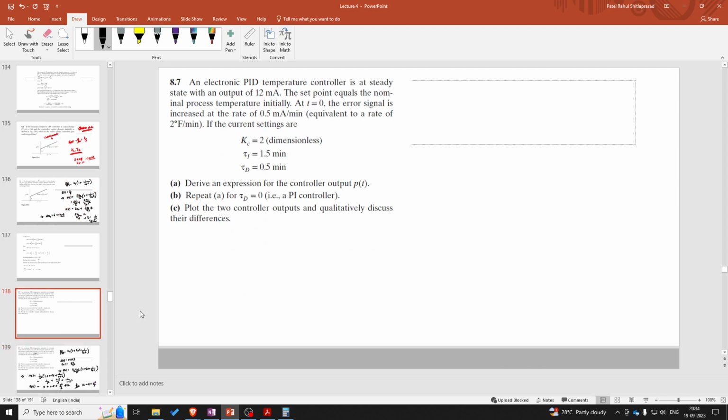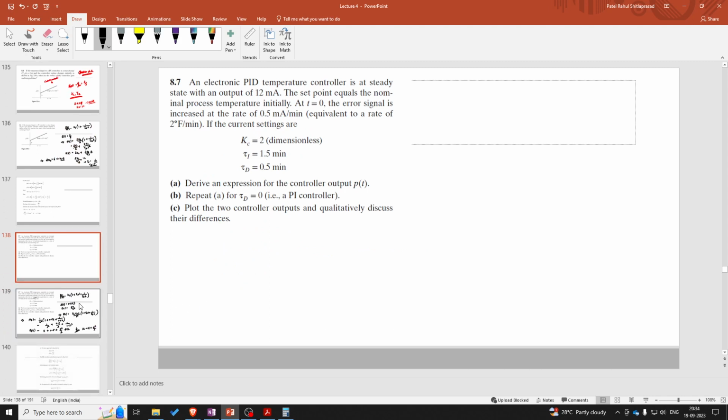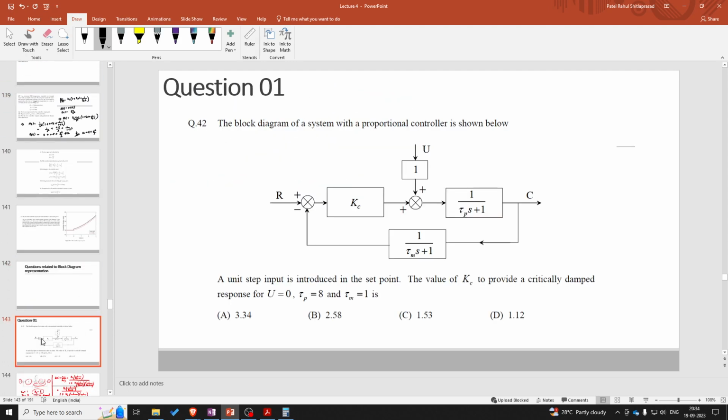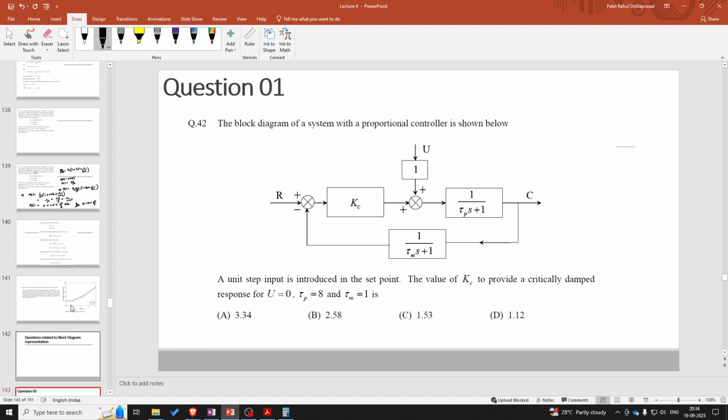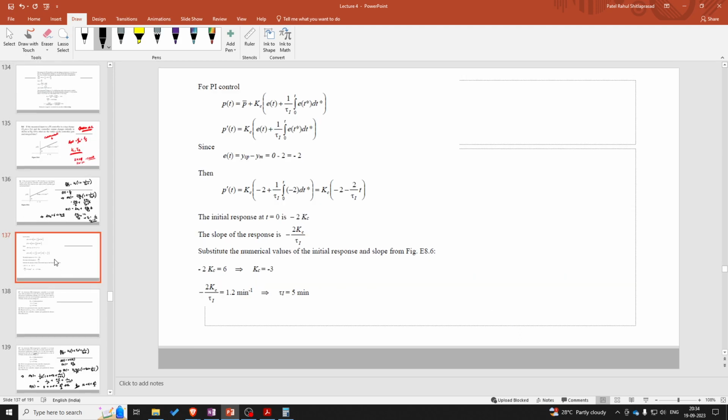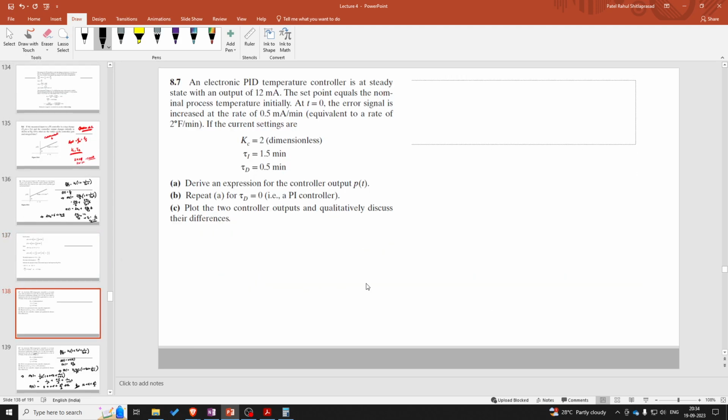So now we will be taking a look at the next question. This is the last numerical that we will be discussing today. After that, in the next class, we will be discussing the questions related to the block diagram representations. So let's solve question number 3 right now.